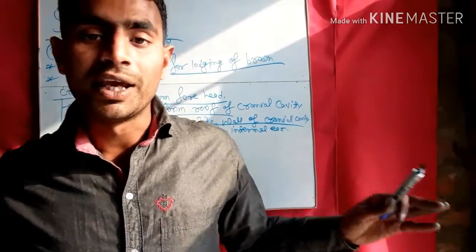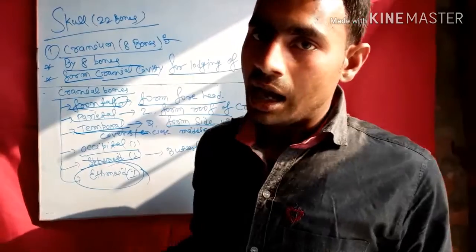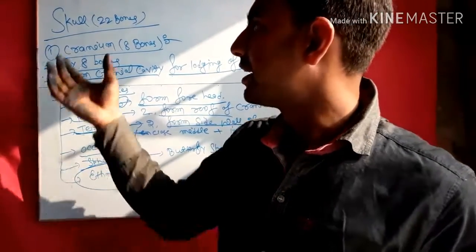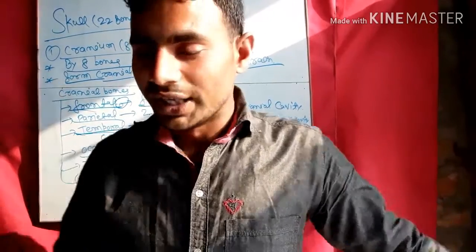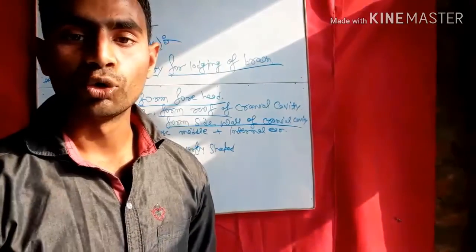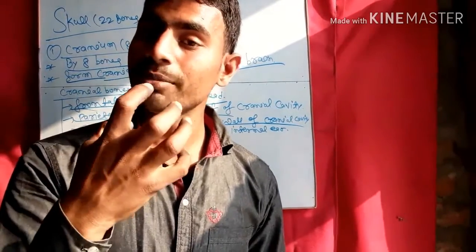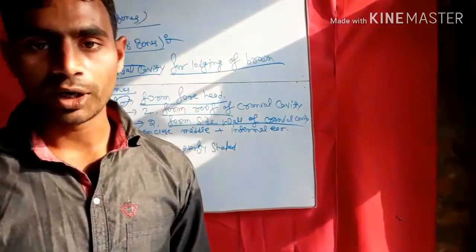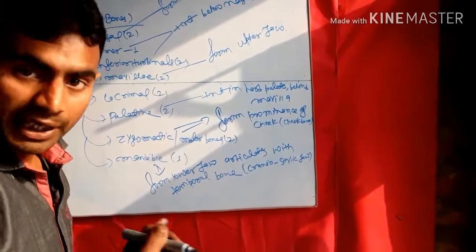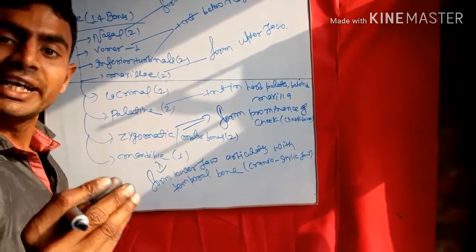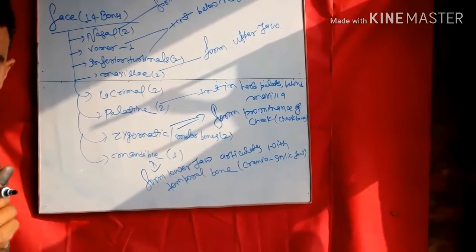And the facial bones are 14 bones. After that you can understand that the skull is made by 22 bones. So next, the face bones. The face is made by 14 bones.